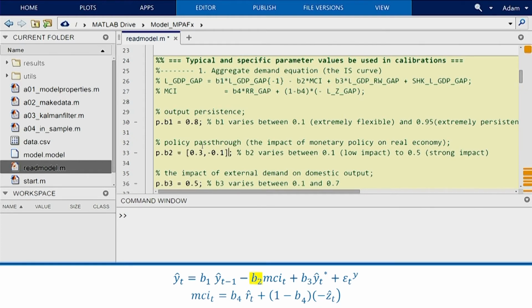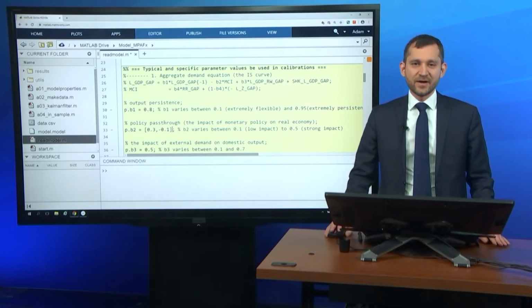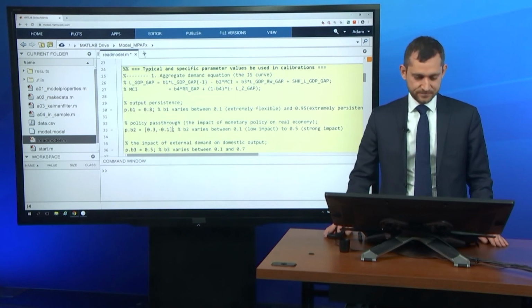In this way, we can provide two or more alternative calibrations. This will make it easier to compare the impulse response functions for the model with original and modified calibration. We can save the read model file and run script A01 model properties to generate report with impulse response functions.